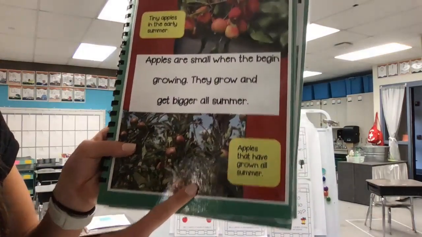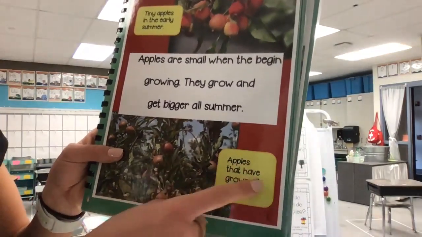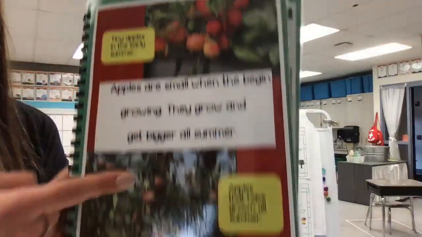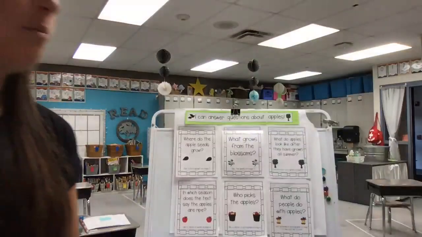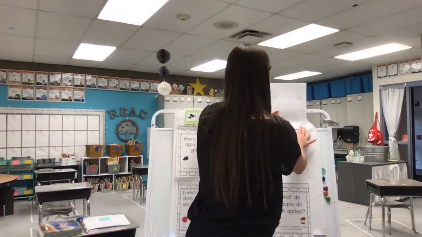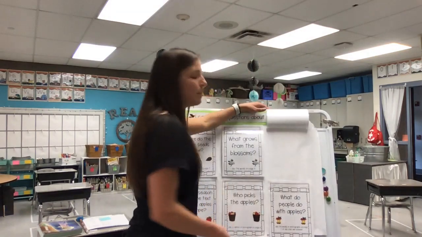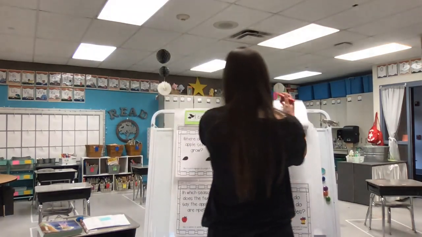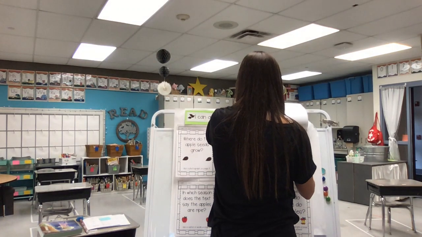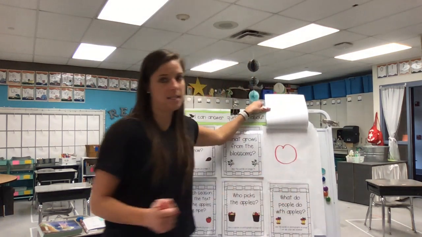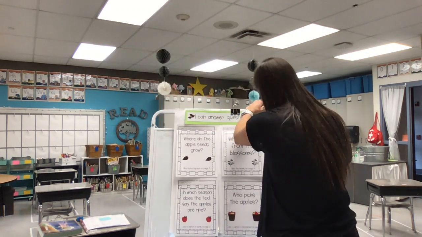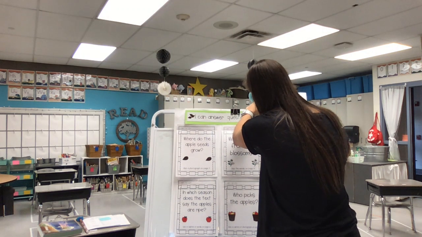Look at this picture down here. It says apples that have grown all summer. Are they the smaller ones or the bigger ones? They're the bigger ones, right? So again, we're going to draw another apple under here. This time I'm going to draw a red one, just switching it up. And I'm going to draw a bigger apple to show that after the summertime, that's plenty of time for the apple to grow.